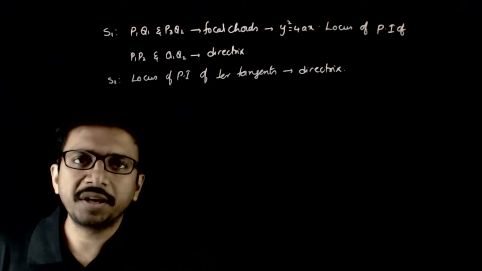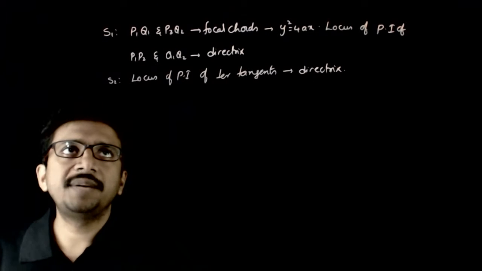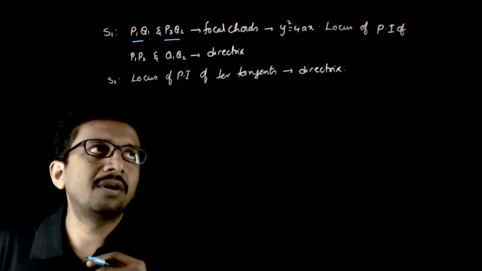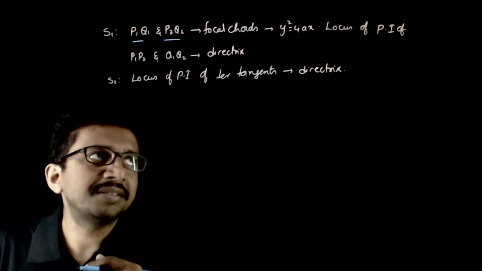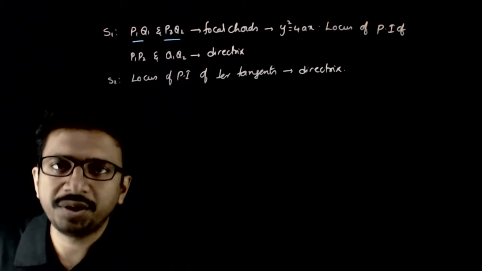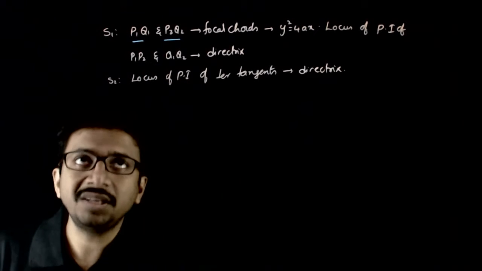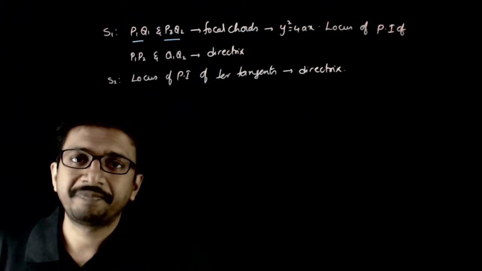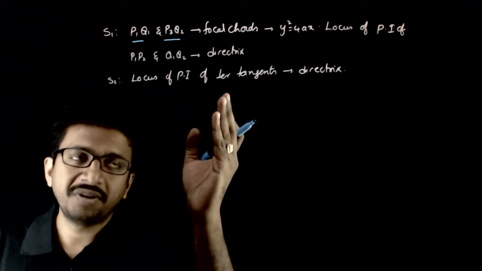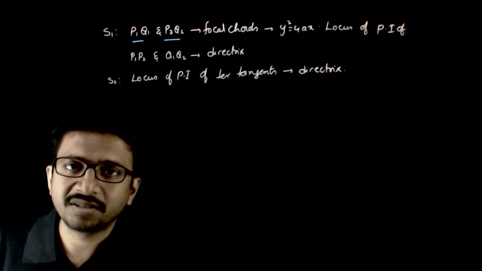So in this question, you're given two statements. First statement is that if P1Q1 and P2Q2 are two focal chords of the parabola y squared is equal to 4x, then the locus of the point of intersection of P1P2 and Q1Q2 will be the directrix of the parabola. That's the first statement. And the second statement is that the locus of point of intersection of perpendicular tangents is the directrix.